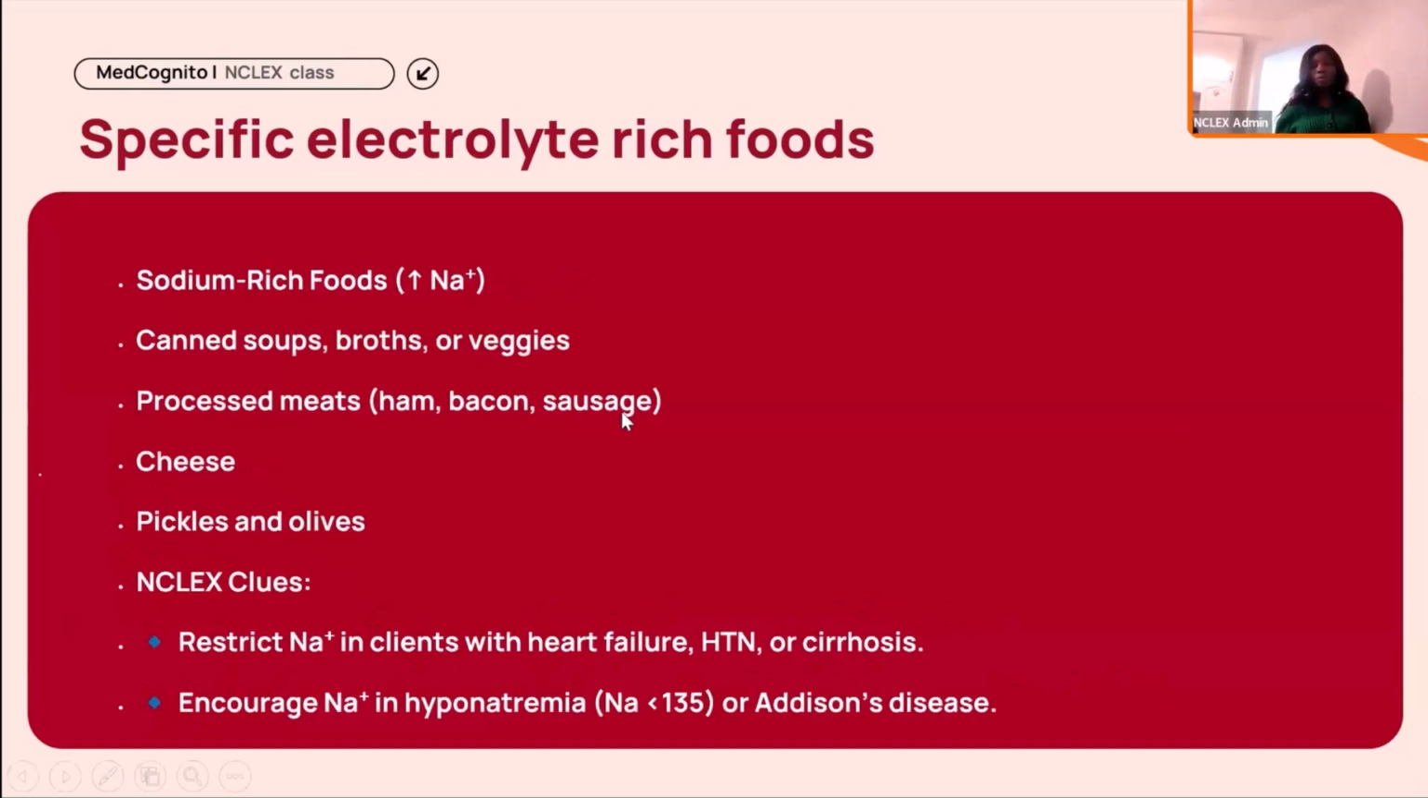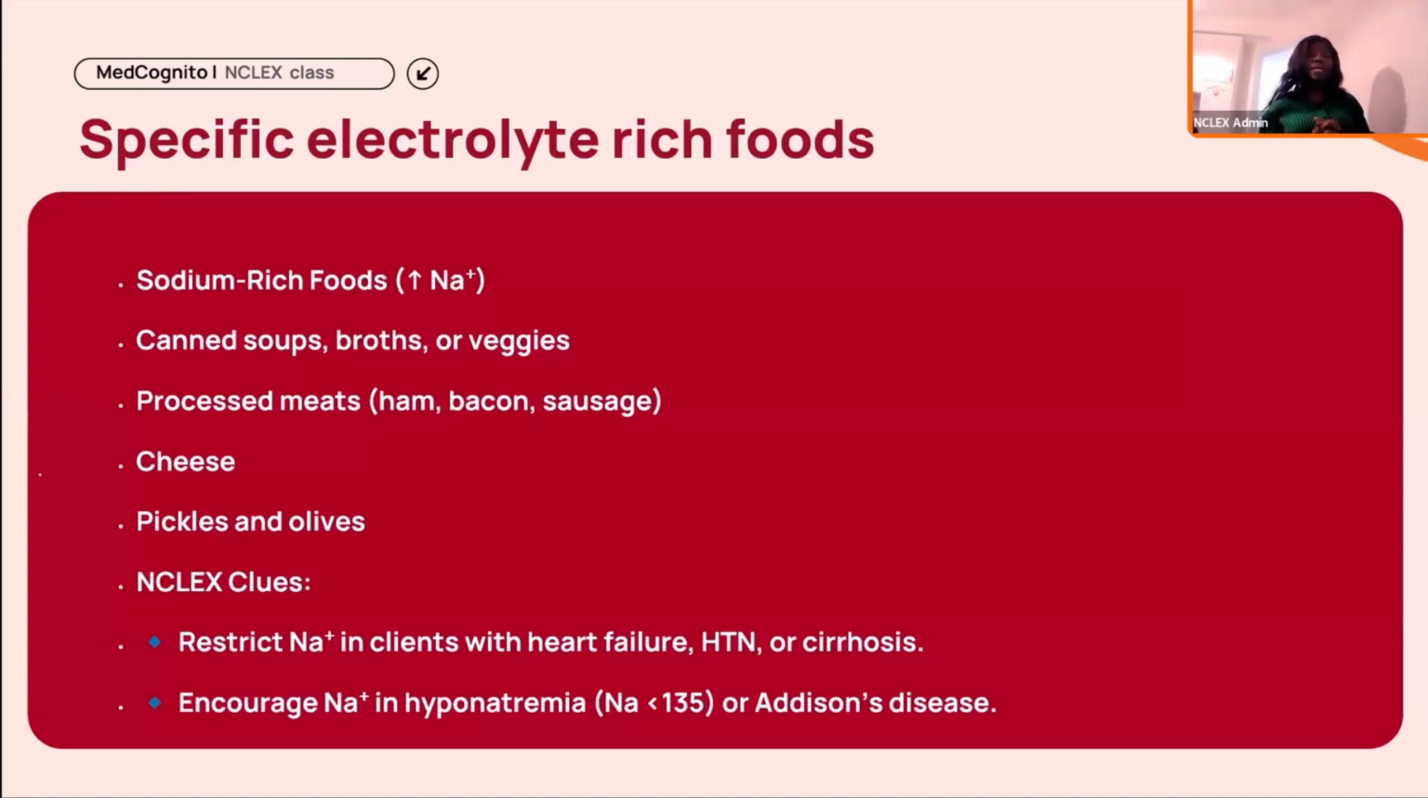So sodium, most of the canned foods and stuff contain a lot of sodium. So canned soups, broth, veggies, processed meat, ham, bacon, sausages, cheese, pickles, olives. There are a lot of examples. Search for more so that you'll be able to answer questions around these food nutrients.